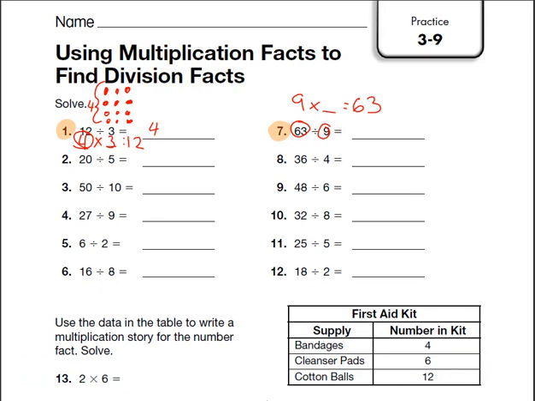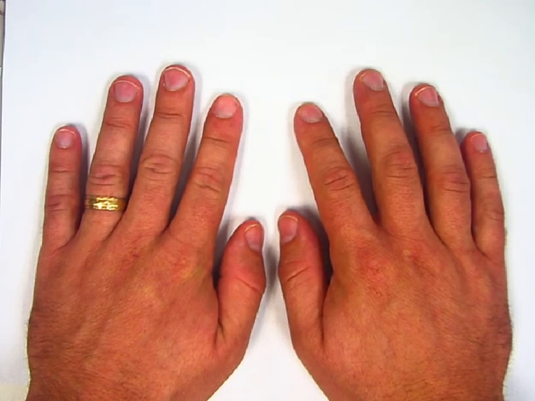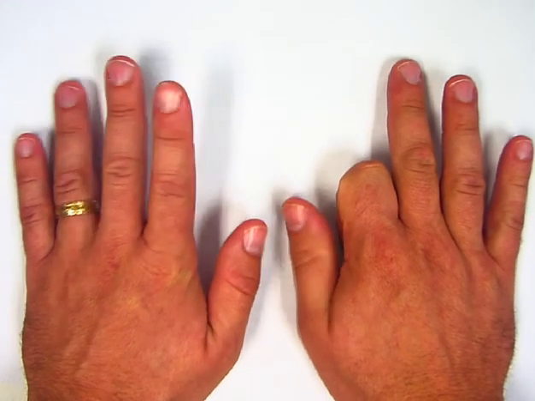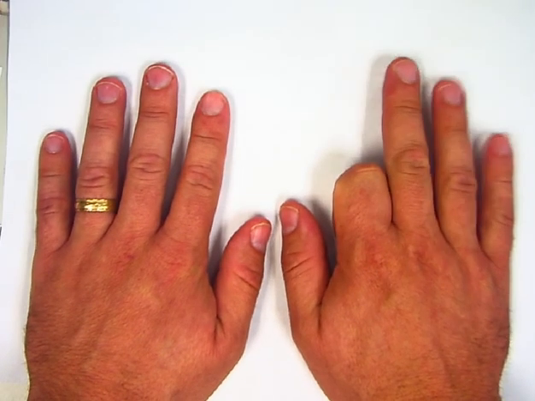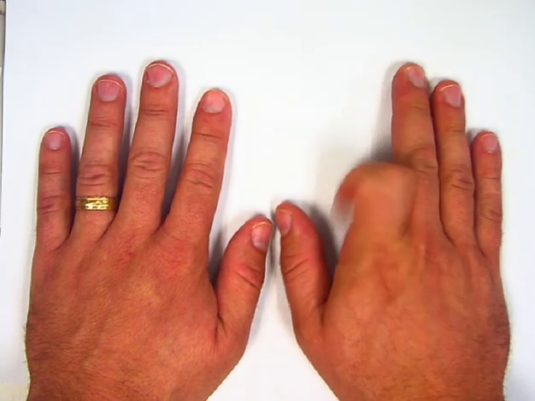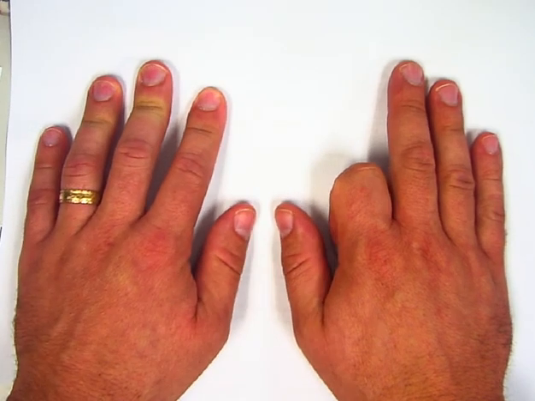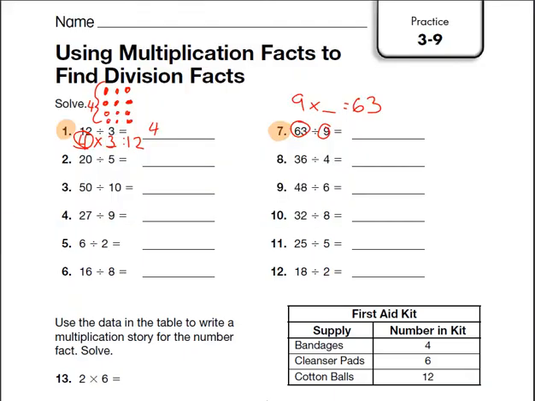Well, we can use that same strategy that we just did, and we can figure it out. If we're going to have 63, then we put this finger down. That way we have 6 and 3. 63. Well, what finger did I put down? I put down the 1, 2, 3, 4, 5, 6, 7th finger went down. So the answer there is going to be 7. 9 times 7 is 63. And because 9 times 7 is 63, then 63 divided by 9 equals 7.